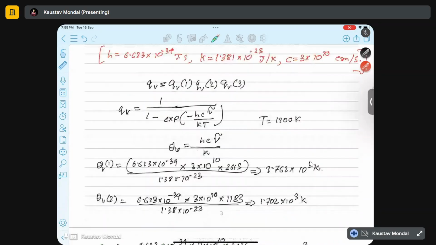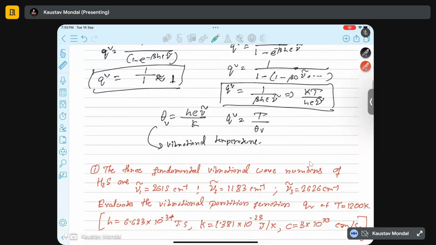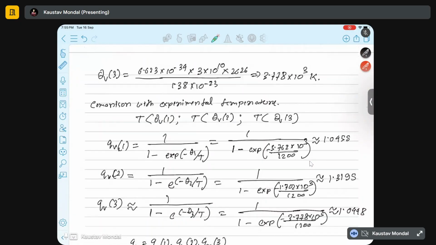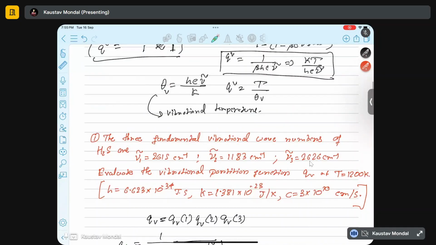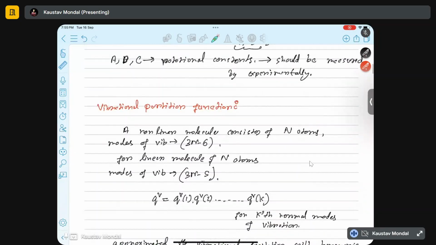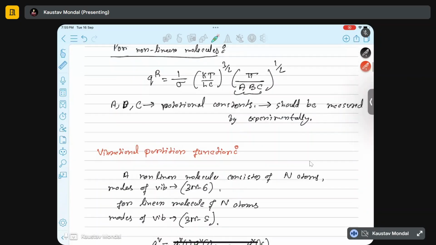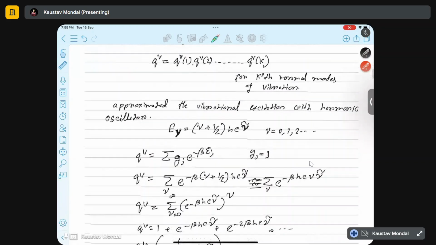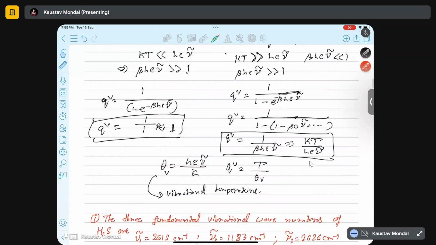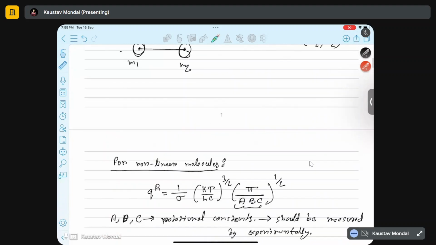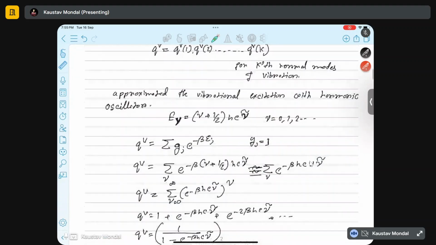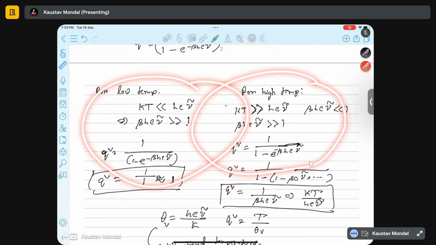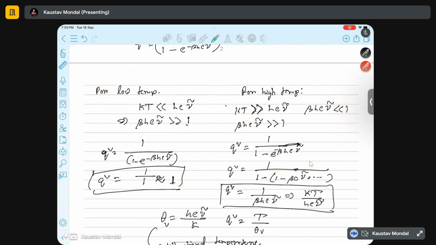So today's discussion: previously we discussed different partition functions, the vibrational, rotational, and translational cases. We started from the rotational part, for linear and non-linear cases, and what happens to the partition function if you raise the temperature high. All the cases we have discussed. Then comes the vibrational part, which we discussed the same way for both limiting temperatures, high and low.